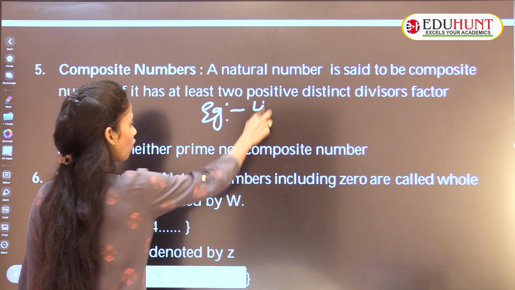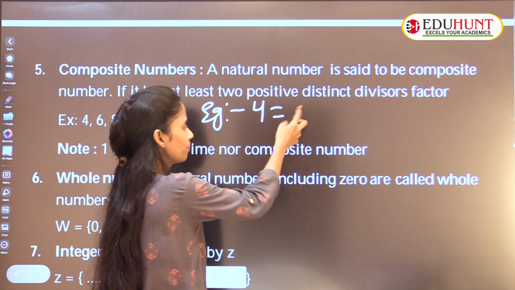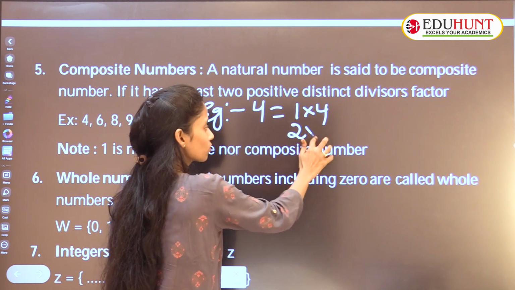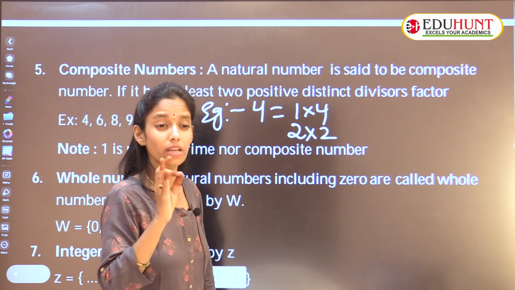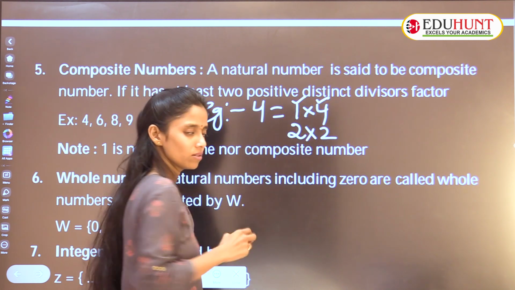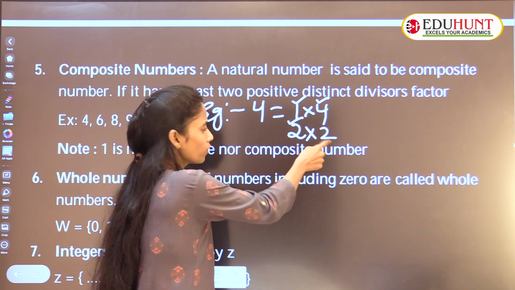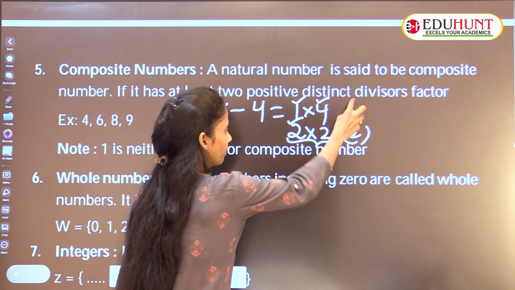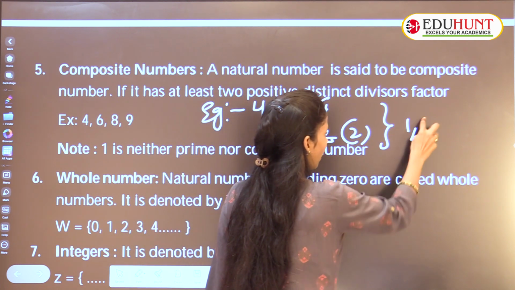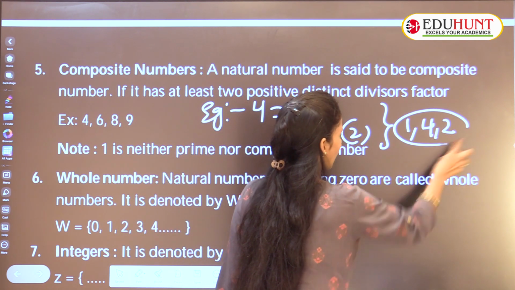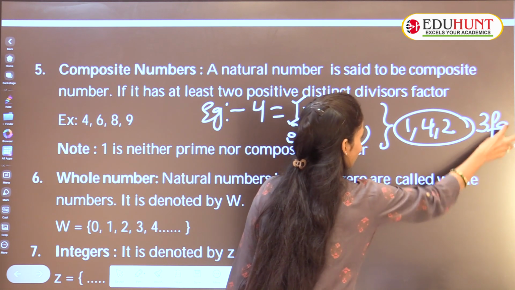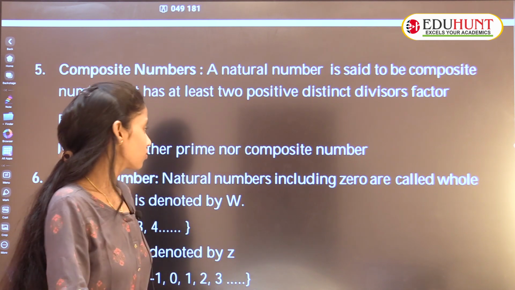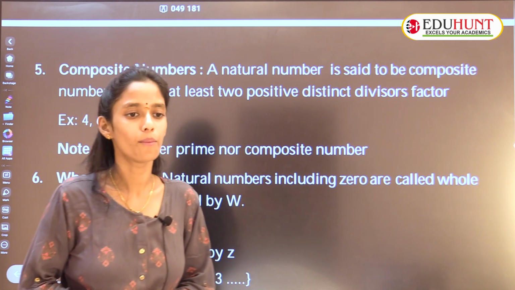Example 4. We'll start with 4. Write the factors. 1 4s are 4, 2 2s are 4. I told you more than 2 factors. So 1 and 4, 2 factors. Here 2 is repeated, you can take it 1 time. I told you repeated numbers you can take 1 time. So here 1, 4, 2, there are 3 factors. How many factors? 3 factors are there. So now it is called a composite number.